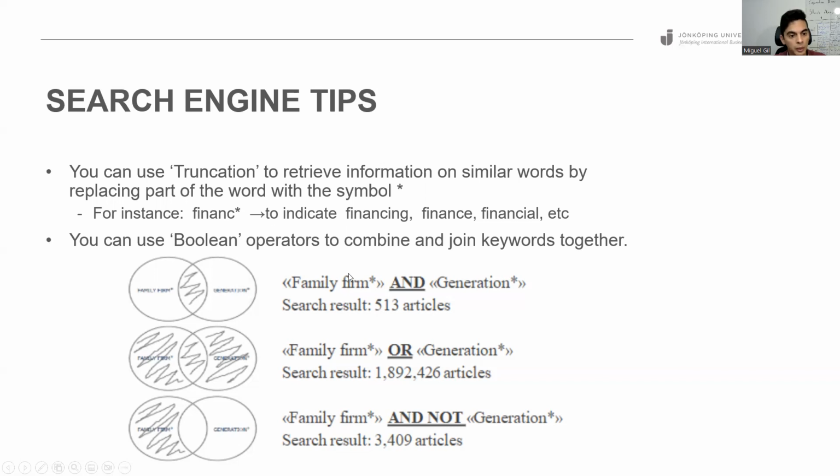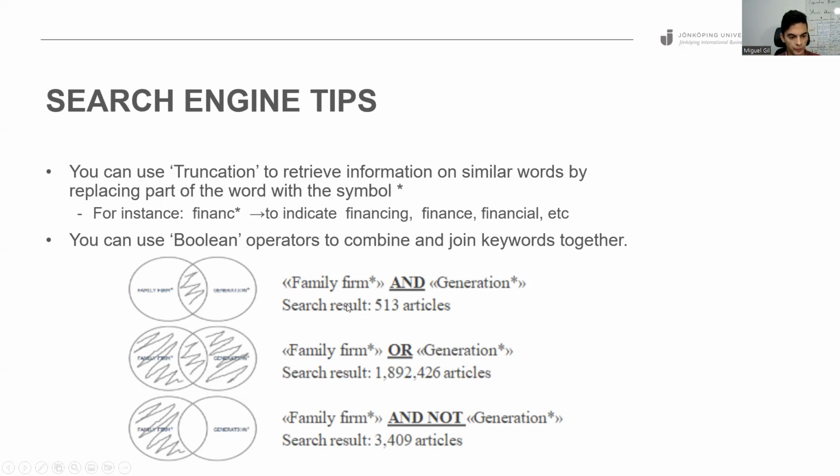Another very useful thing, and we'll do an exercise about it later, is that when you narrow your topic, for example digitalization in accounting in public sector, you can use what we call the Boolean operators. Like you can have AND, OR and NOT, right? So if you are interested in papers that talk about family firms, but also talk about generation, then use it like this.